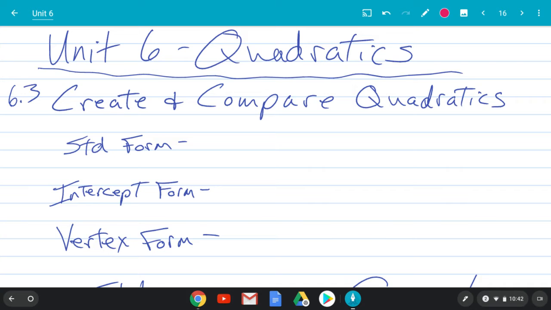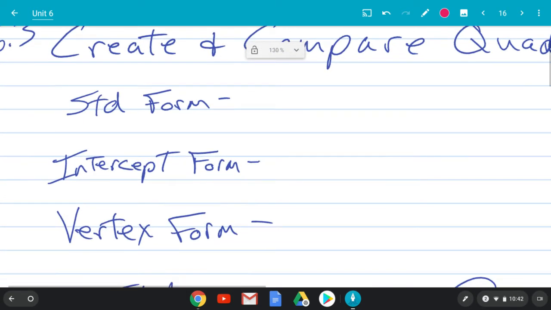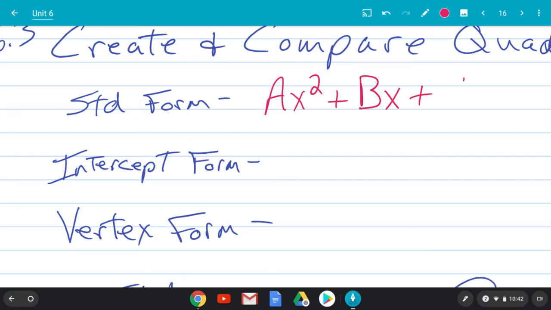Before we actually get into it, let's remember the forms that we use. Who can tell me what standard form is when we're talking about a quadratic? JC, go ahead. ax squared plus bx plus c. I don't care if you feel like you know it forward and backward. Write it down again, please. Standard form is ax squared plus bx plus c.